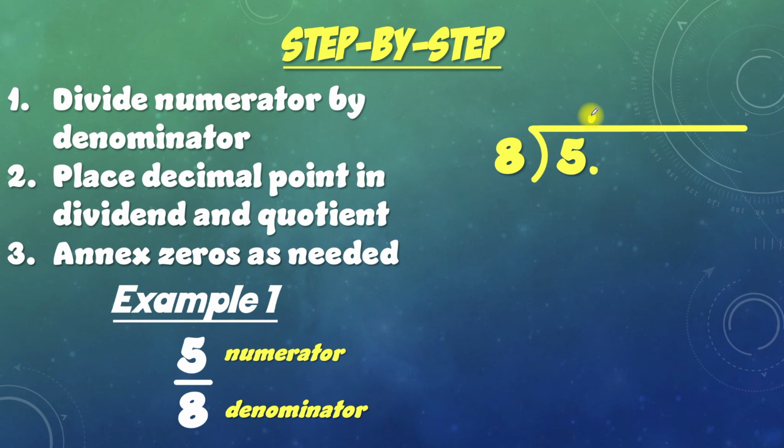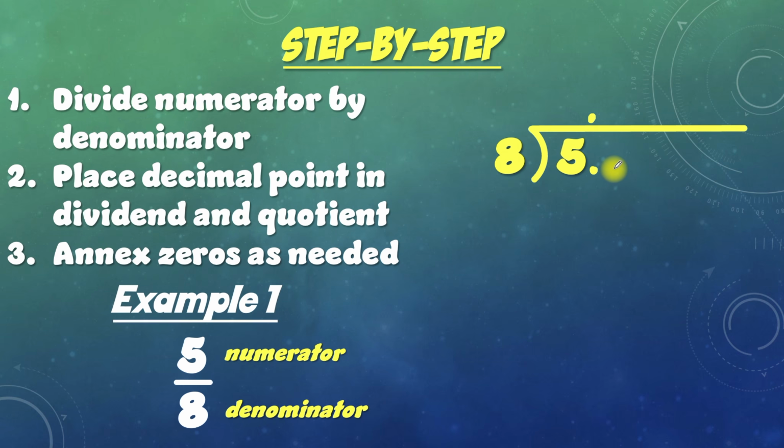Now that placement is incredibly important. So make sure when you write the decimal point in the quotient, it's right above the decimal point in the dividend. And now, step 3. We're going to annex zeros as needed.